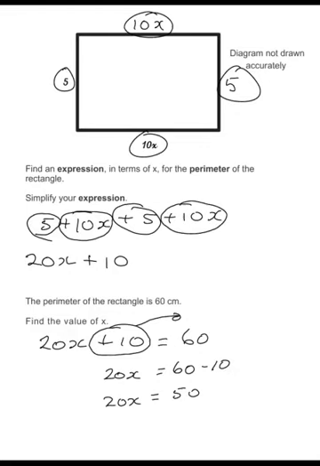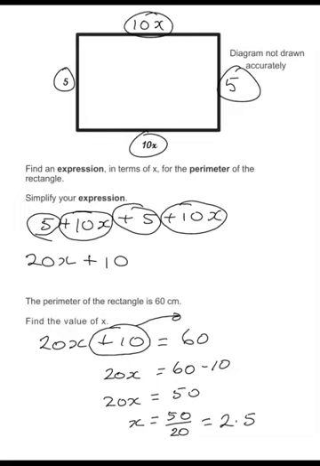And then we take this 20 and bring it across to the other side of the equation. You can see it's multiplying with the x. The opposite of multiplication is a division. So when we bring 20 across, we divide it. So it'll be x equals 50 divided by 20, which should equal 2.5.